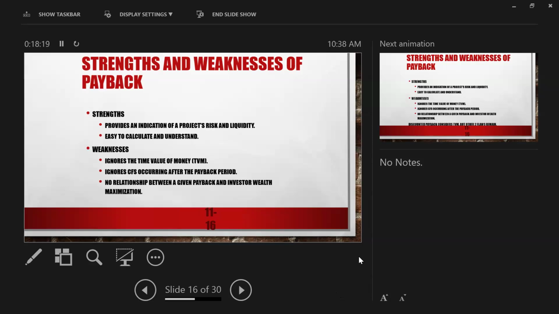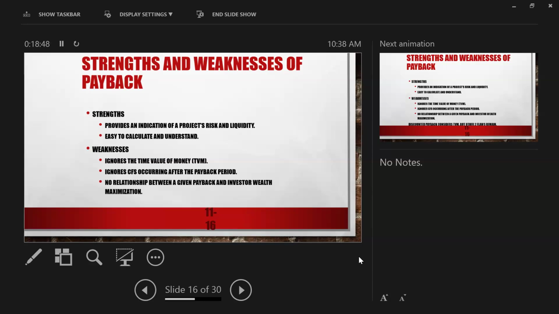Second biggest weakness of payback period: it ignores any cash flows that come after the payback period. In other words, that payback period might be a long time. However, if you're going to get cash flows for 5 years after that, that would make a difference. That is why we have to look at some of the other methods.